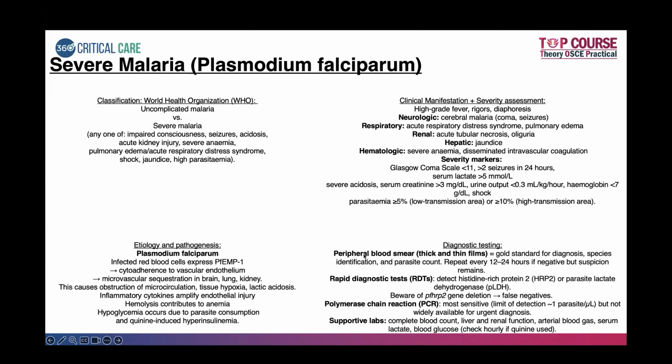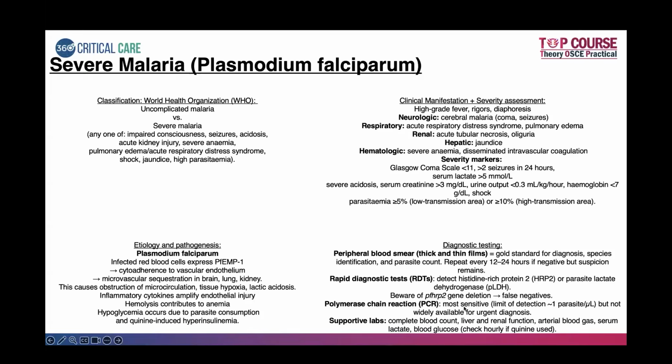So diagnostic testing, we have peripheral blood smear, thick and thin films, which is the gold standard for diagnosis. It aids in species identification and parasite count. It is usually repeated every 12 to 24 hours if negative, but the suspicion remains. So rapid diagnostic tests that can be done are histidine-rich protein, that is HRP2, or parasite LDH. One thing you need to keep in mind, if at all you're able to remember, well and good: Plasmodium falciparum histidine-rich protein 2 gene deletion usually leads to false negatives.